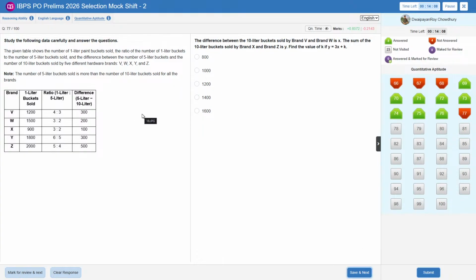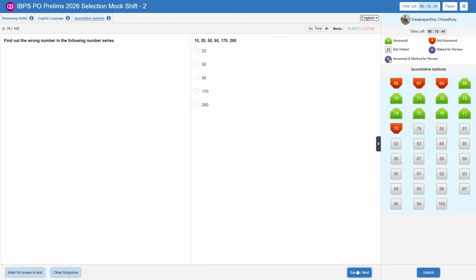The difference between the number of 10 liter buckets sold by V and W. V and W 10 liter difference is 200. That is X. The sum of the 10 liter buckets by X and Z is 1600. That is what Y. So find the value. So Y equal to 3X. So 600 if I subtract, so 1000 remains.